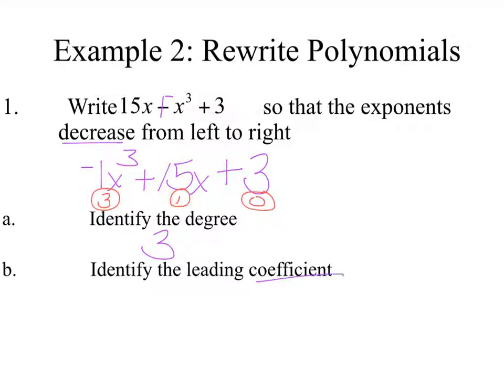Coefficient, we know that coefficient means the number in front of the variable. Leading typically means first, so we want the first number that is in front of a variable. In this case, it would be negative 1.